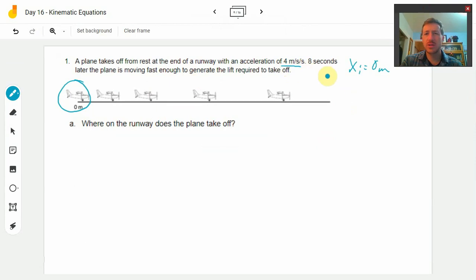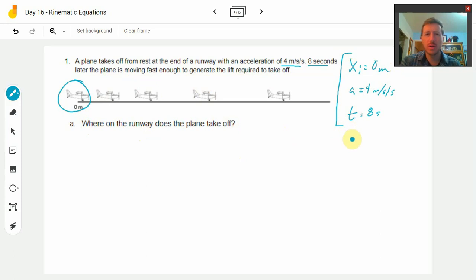We know the acceleration is 4 meters per second per second, and the time that we're concerned with is 8 seconds. After 8 seconds have passed, we want to know where on the runway the plane took off. But this is what we know, so this is the base information that we're given: starting position, acceleration, and the time.